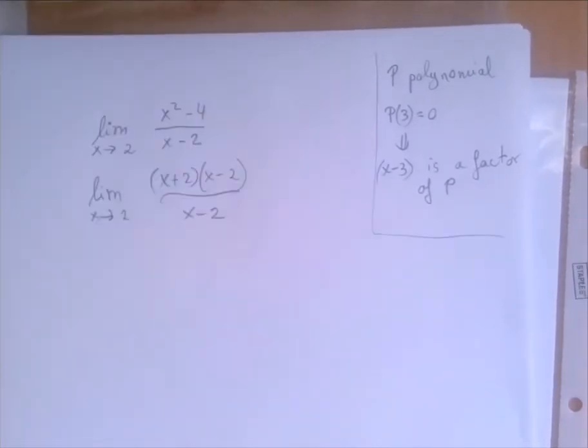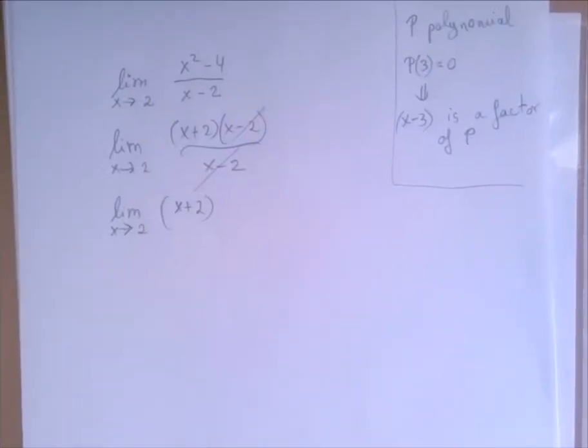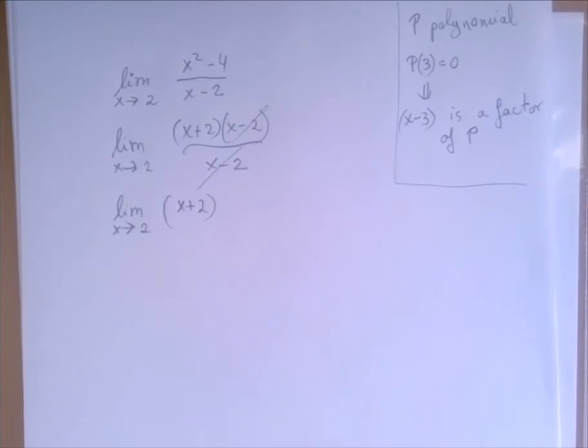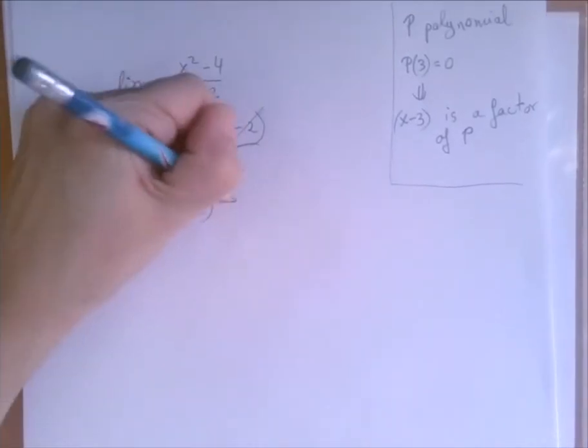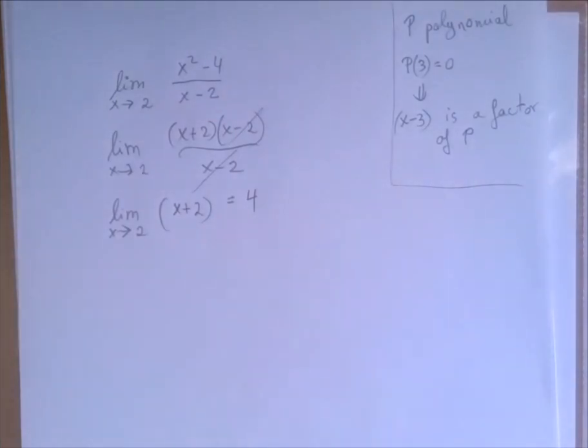We factored x squared minus 4 via the difference of squares theorem, then we had a common factor. Now remember that x is not 2, but it is really, really close. And the closer x gets to 2, the closer this sum will get to 4. So we get 4 for the limit.